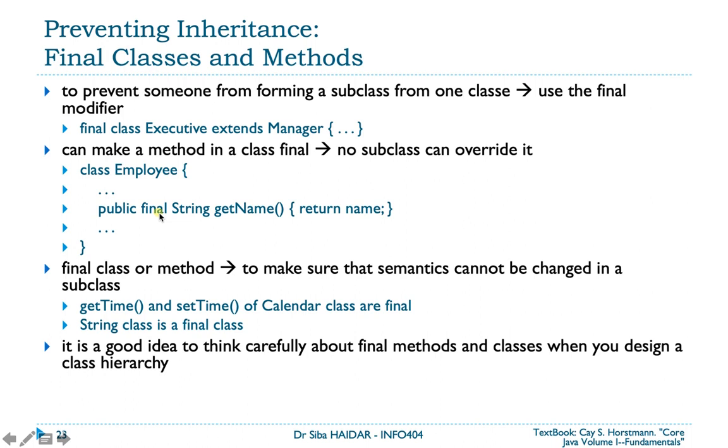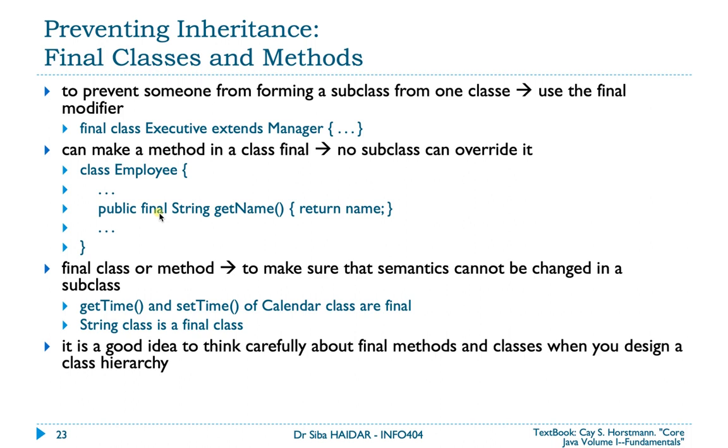Why do we do that? We make a class final. Maybe we don't want any other class to extend it. We are afraid that if another class extends our class, it will change its behavior, it will mess with our methods, it will override our methods and change the spirit of our class.